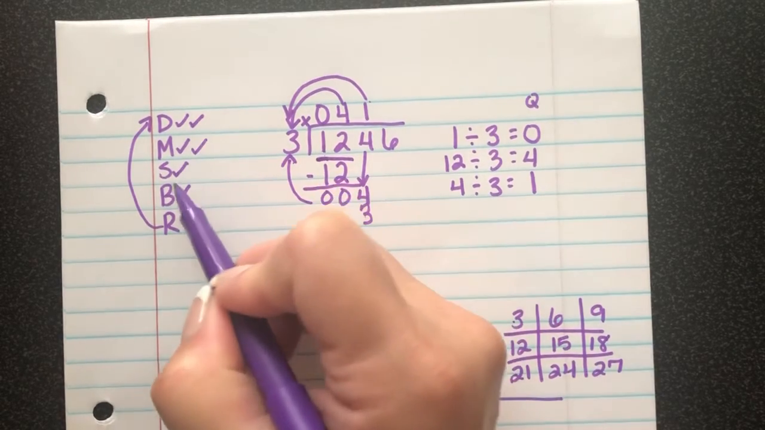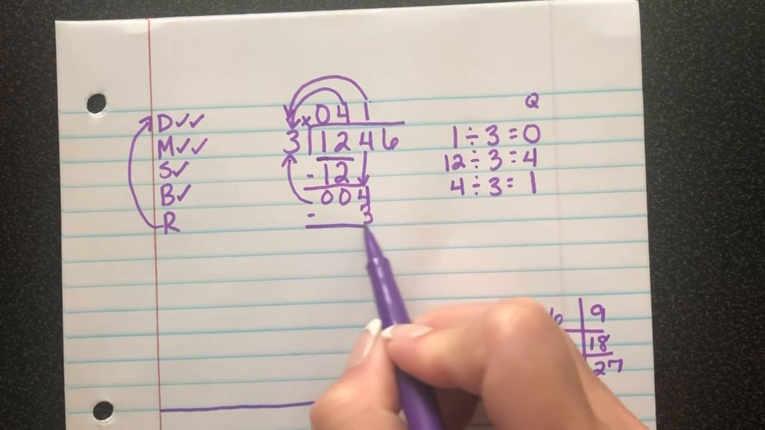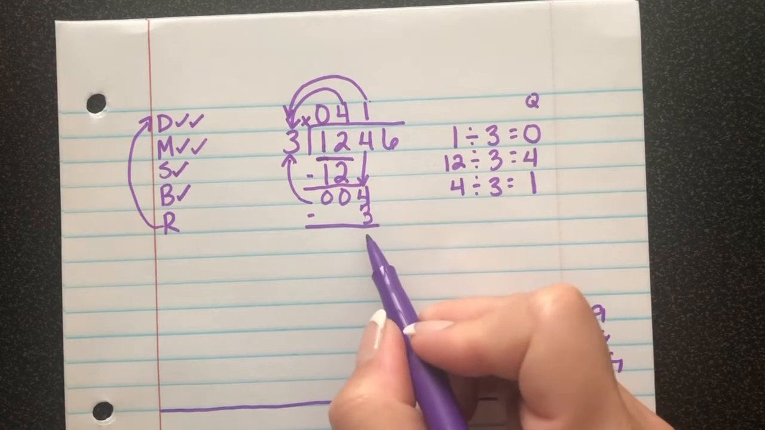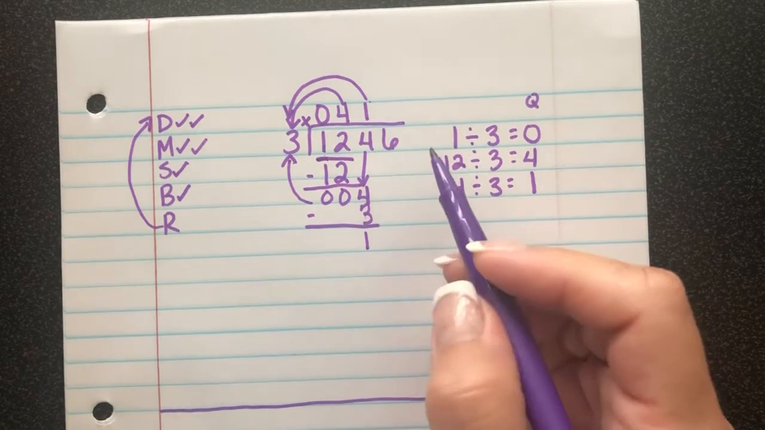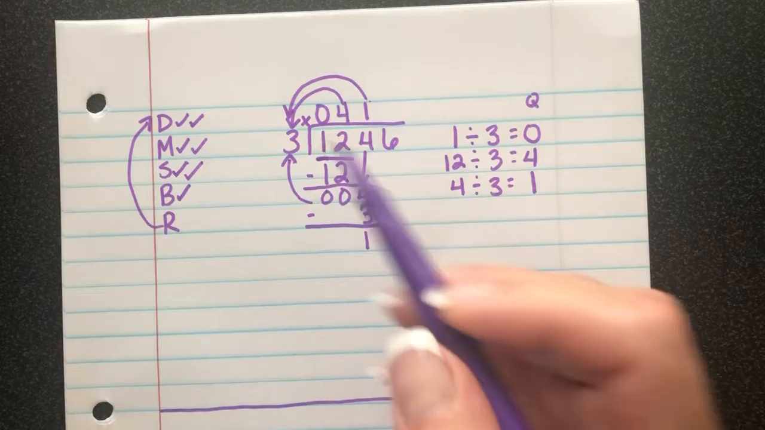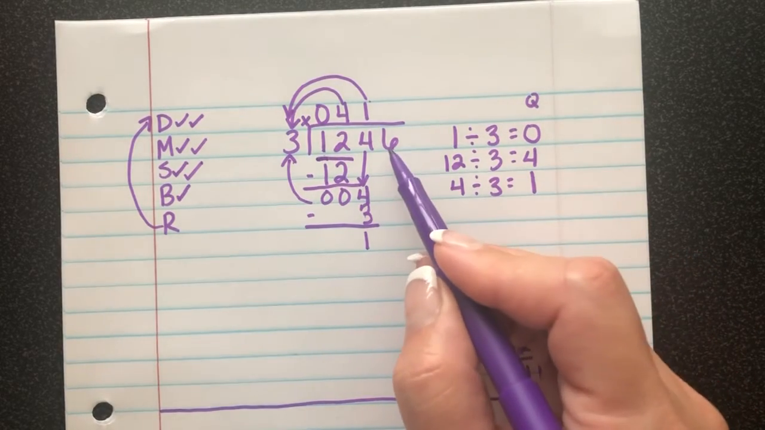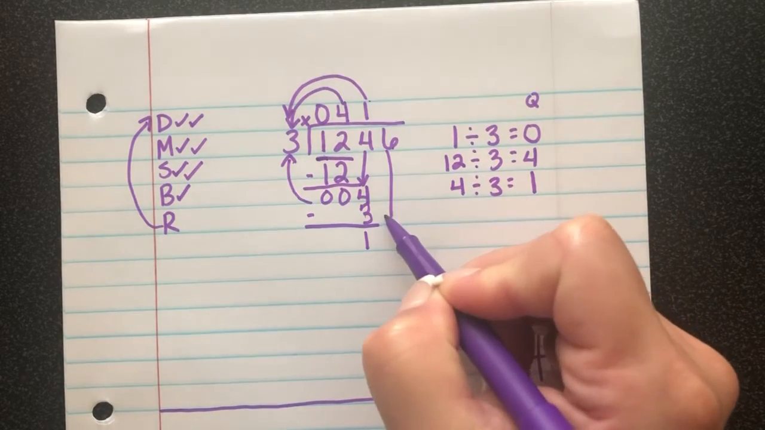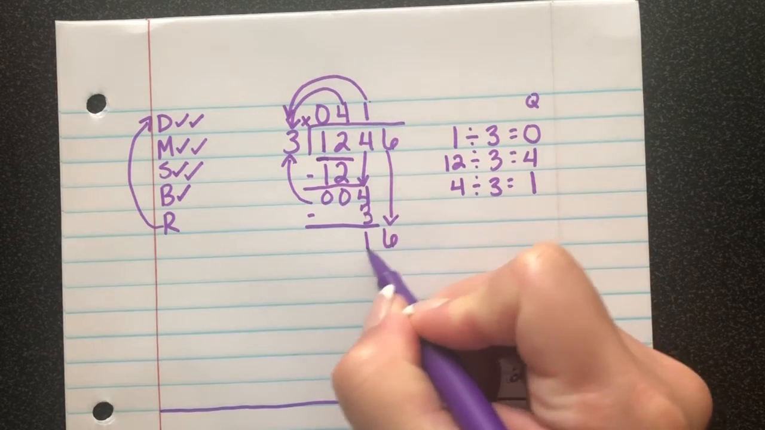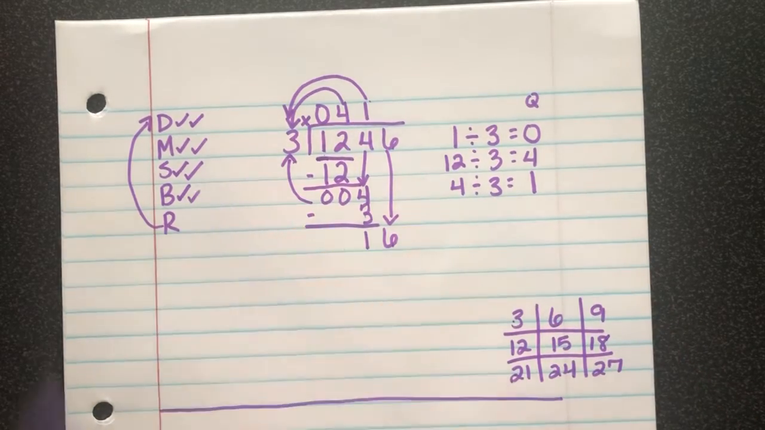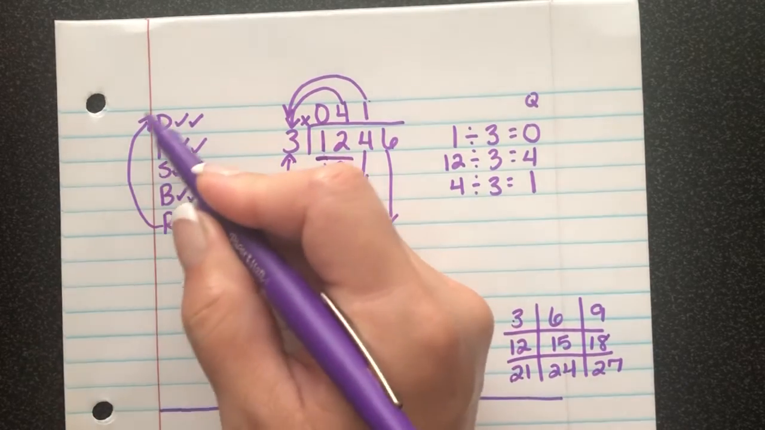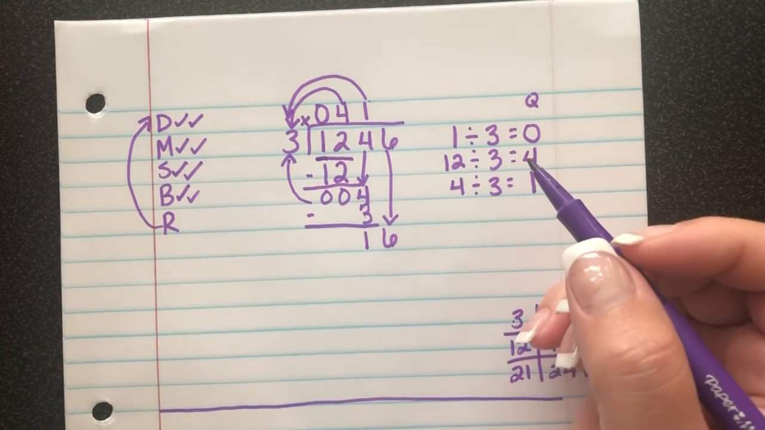So now I need to subtract. 4 minus 3 is 1, and obviously those are zeros. Now I need to bring down my next digit. Now I'm going to bring down that 6. Put it next to the 1, and I have the number 16. So now it's time to repeat and start division again.